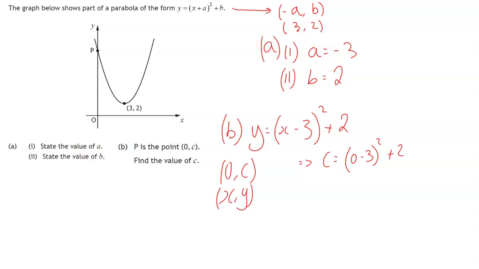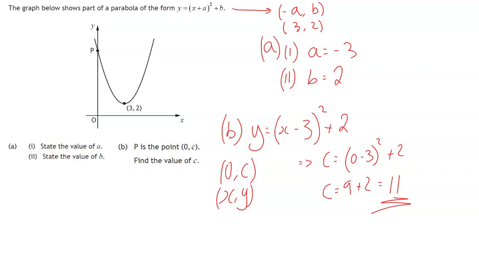And now, if I figure out the numbers on the right hand side, I'll get a value for c. So therefore, c is going to equal 0 minus 3 is negative 3, so negative 3 squared is 9, plus 2, so it's going to be a value of 11. So we know that P is the equivalent of the y-intercept, so the y-intercept for this one is going to be 11. That's where it's going to cut the y-axis, is essentially what that's told us.